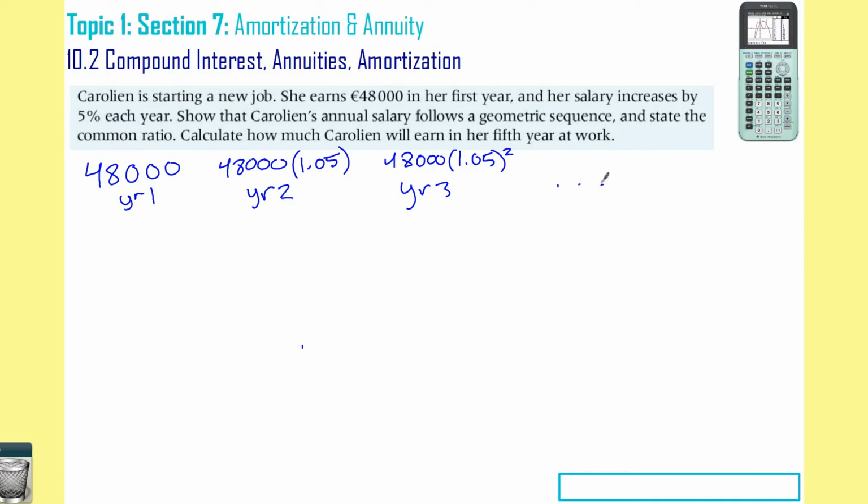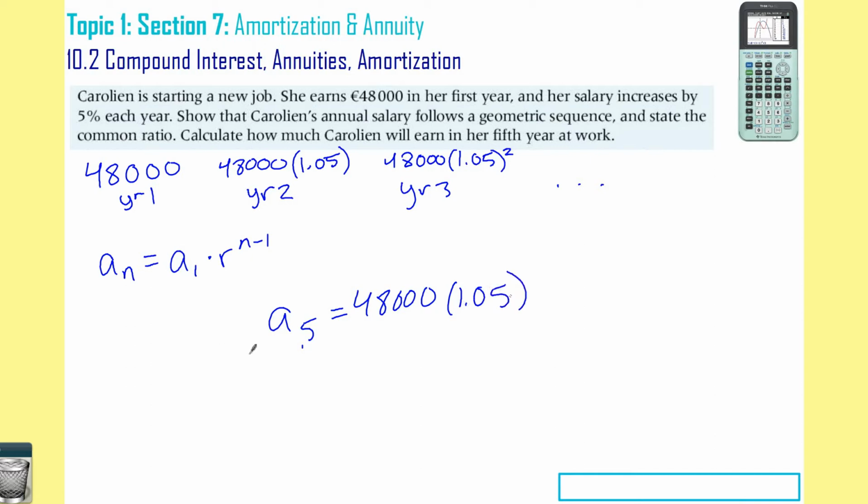All right, so we want to know what she makes in her fifth year. So we follow our geometric formula, right? So her fifth year is equal to her first year, which is 48,000, times her rate, and then n minus 1. 5 years, so 5 minus 1, 4.